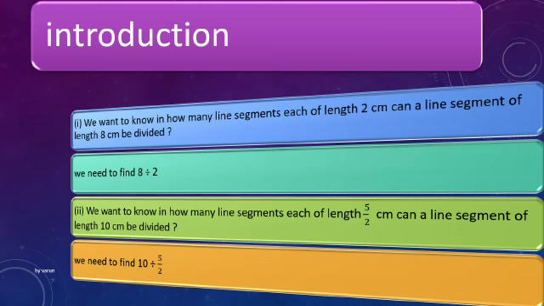Here we want to know in how many line segments, each of length 2 centimeter, can a line segment of length 8 centimeter be divided. See here, and we are going to understand what the problem is. The problem is we have to divide 8 centimeter, and find how many parts we will get when each part is of 2 centimeter. And for that, what will we have to do? We have to divide 8 by 2.